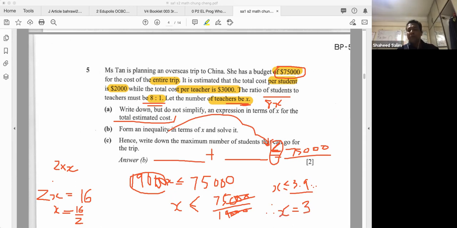Then if this is 3 teachers, what about the number of students? The number of students is 8x. So you times the 3 by 8 and you will get 24. You get 24 down here. So you have answered A, which is 19,000. You form an inequality, which is already shown. Hence, the maximum number of students that can go for the trip is 24.